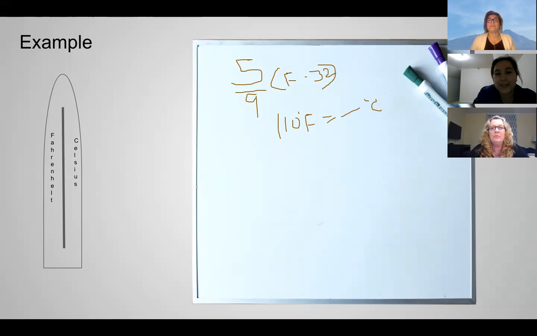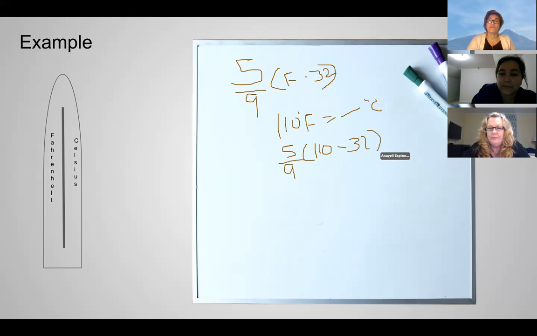So I have the formula already. I know that I'm going to be converting 110 Fahrenheit to Celsius. First, I'm going to do 5/9, and then what am I going to do with the F? Do you guys know? We're going to put the 110 instead of the F. We're going to eliminate the F. Yes. And then we're going to put minus 32.